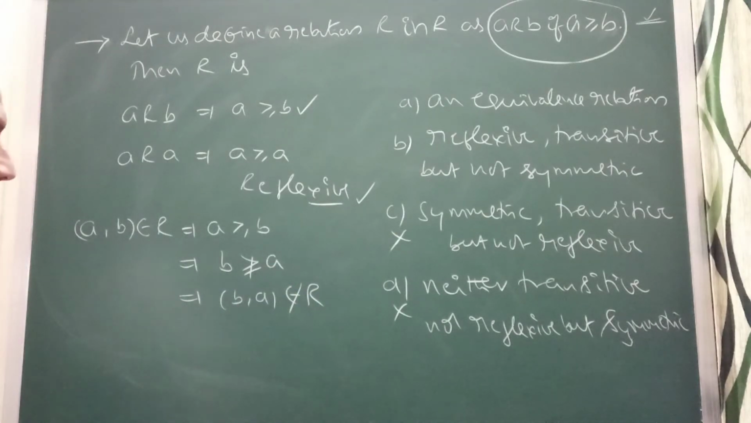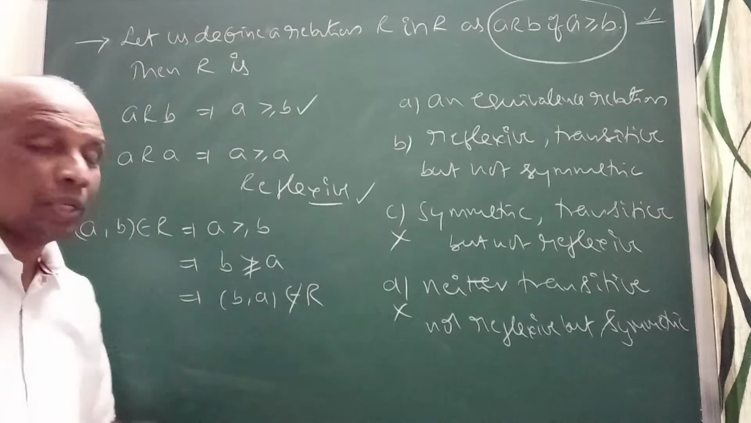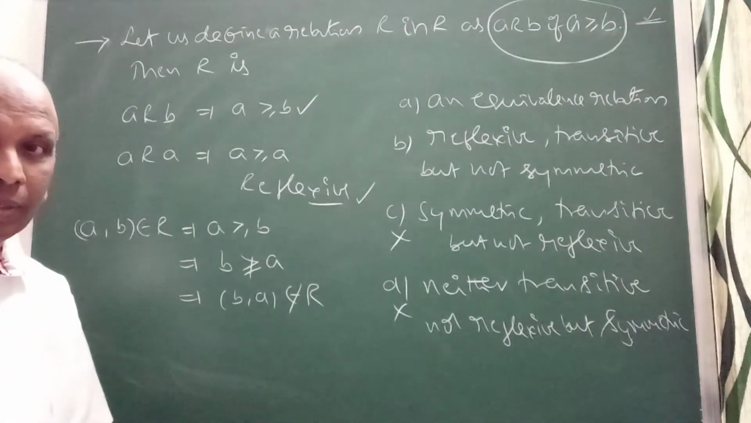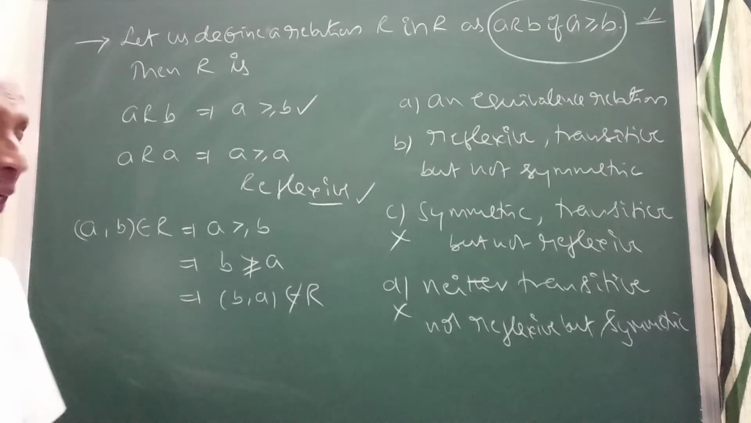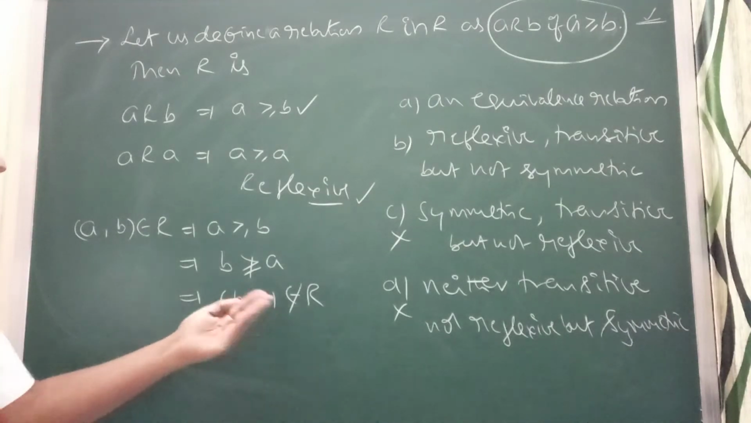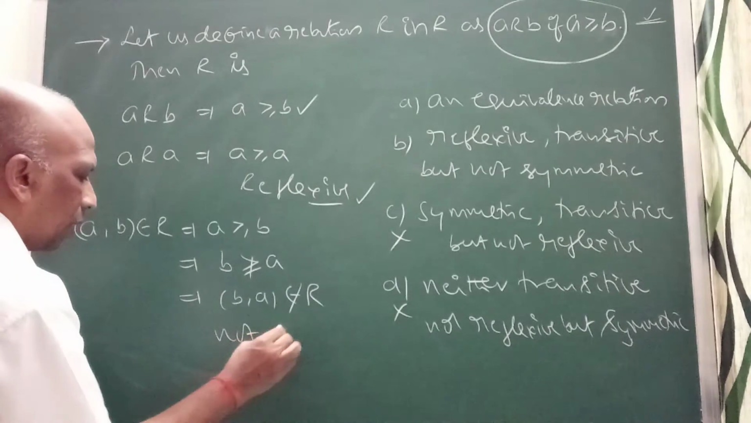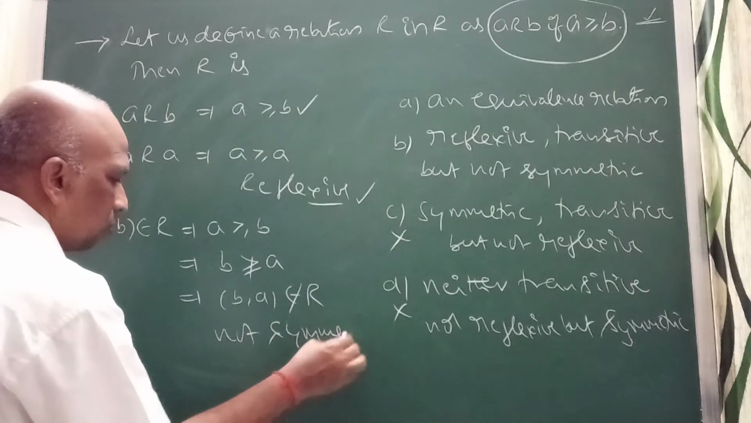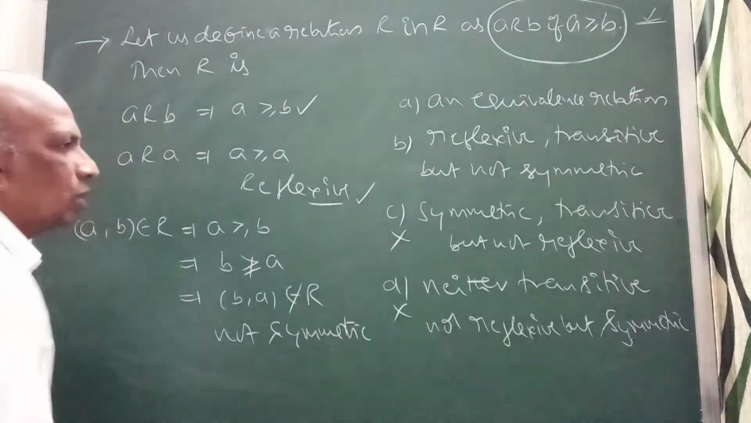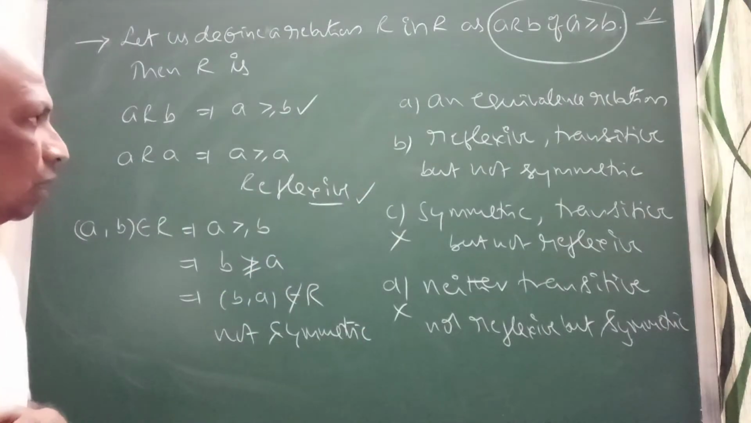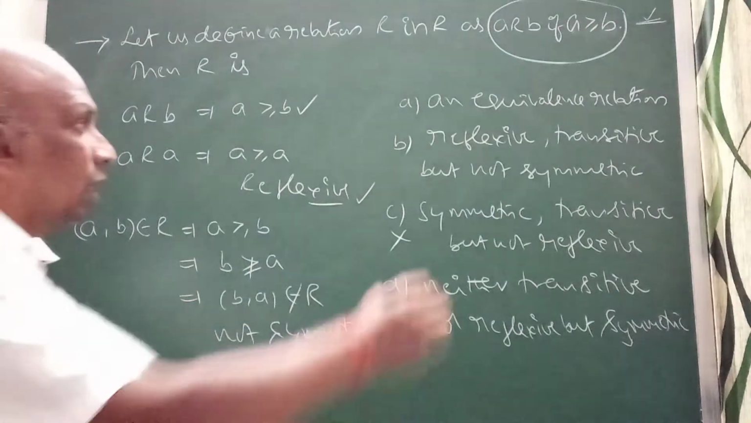Correct, because A greater than or equal to B, B is not greater than or equal to A. Because A is more than that. So I can write here (B, A) doesn't belong to R. So then it is not symmetric, right? Not symmetric. Since it is reflexive, I can eliminate the not reflexive option also.